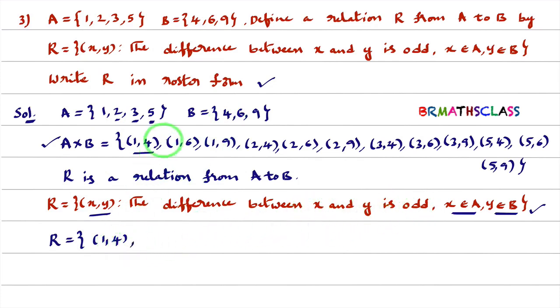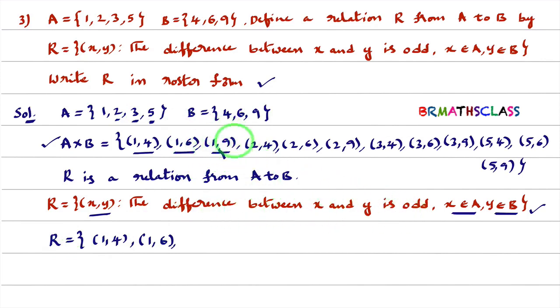Now like that, you take the second ordered pair (1, 6). 1 is in set A, 6 is in set B. What is the difference between 1 and 6? To avoid confusion, you take the bigger number and subtract the smaller number. 6 minus 1 is 5. Is 5 an odd number? Yes, that's why the ordered pair (1, 6) will come here. Now you take the ordered pair (1, 9). 9 minus 1 is 8. 8 is an even number. It is not odd. So you cannot take the ordered pair (1, 9) in this relation. Even though 1 is in A and 9 is in B, the difference between 1 and 9 is not odd in this case.